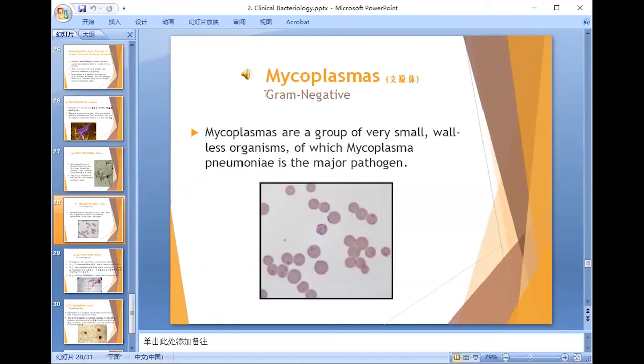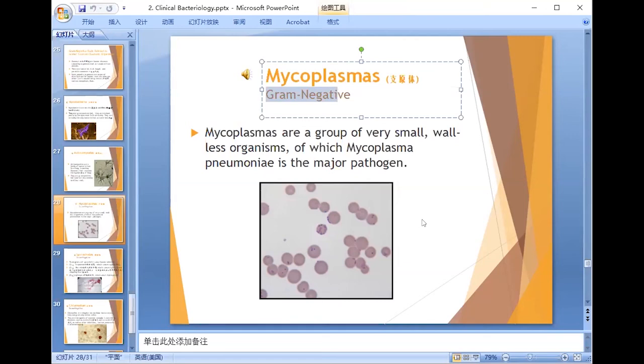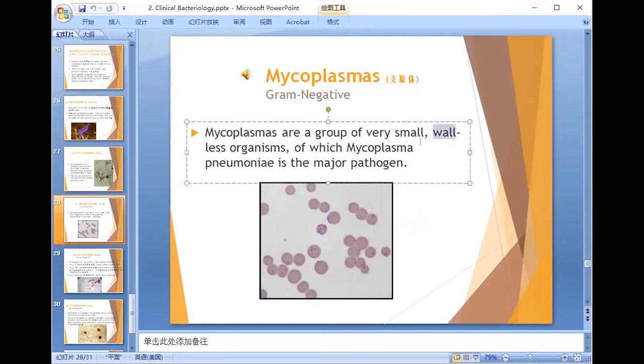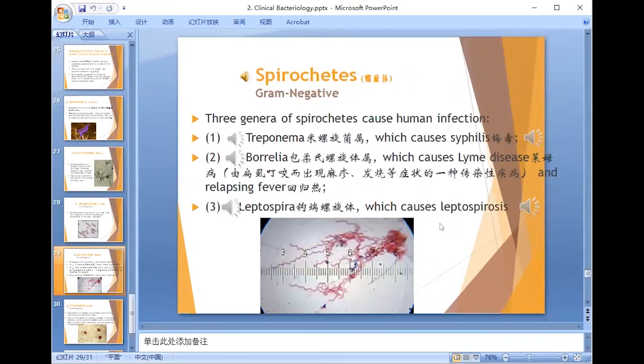And then we have more that belong to gram-negative. That's another small group. Usually they don't have a big cell wall, just a small cell wall. So that's why we put them in another category.